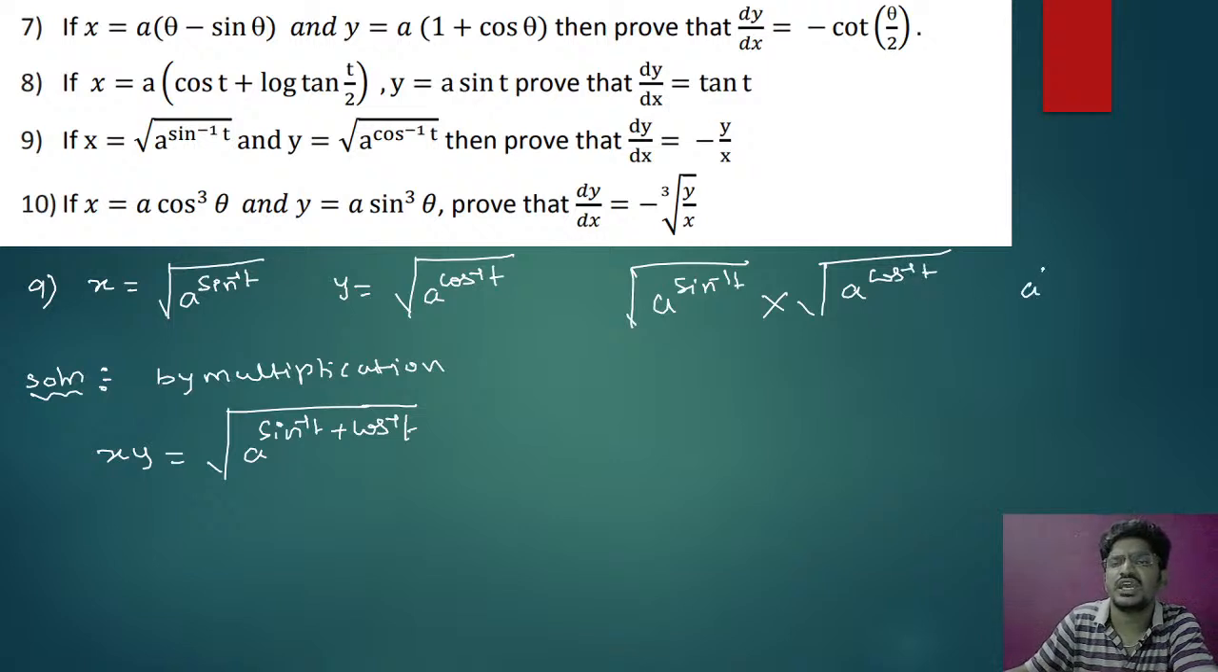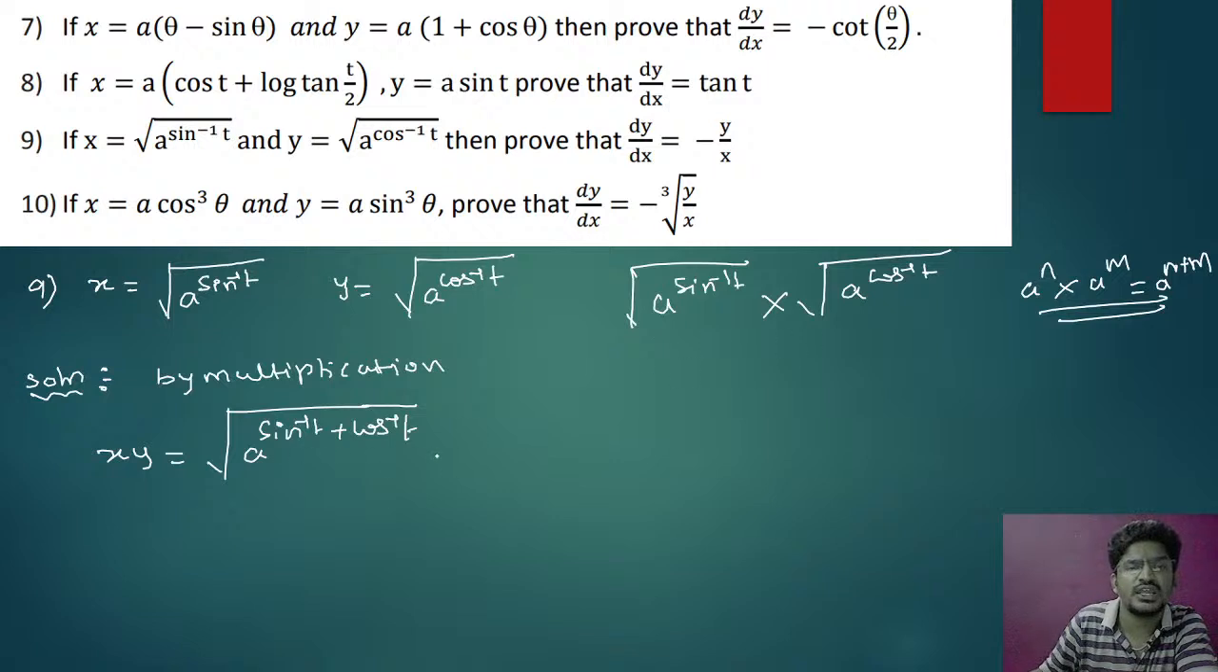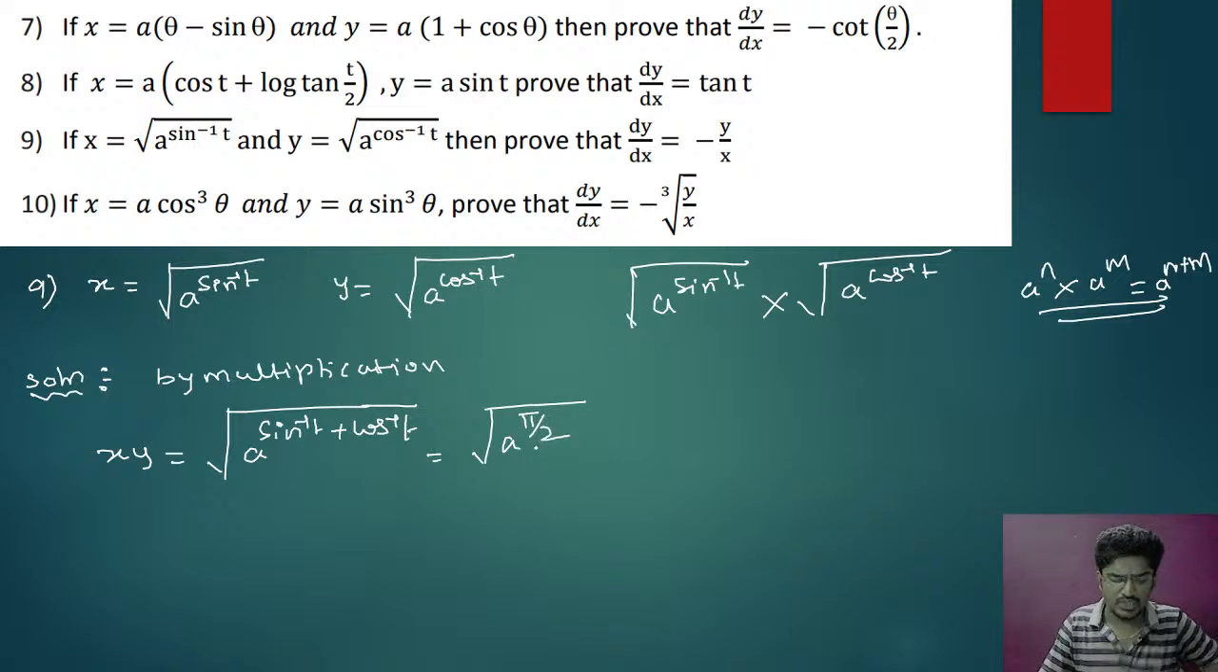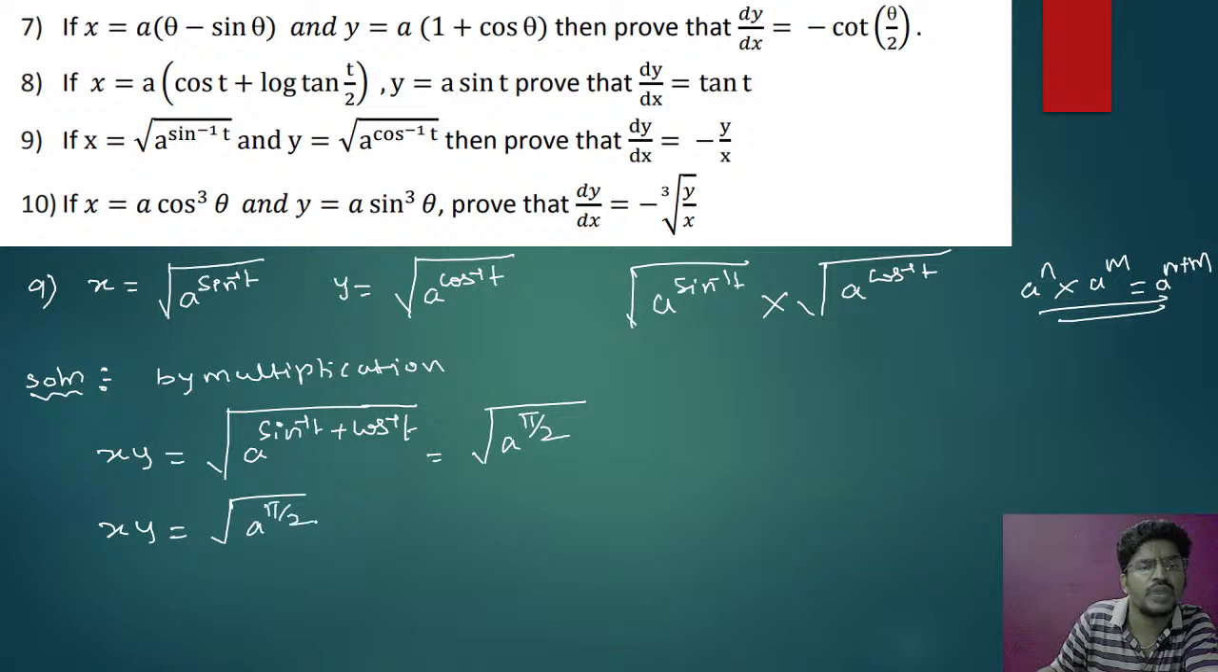So we know that a raised to n multiplied with a raised to m is a raised to n plus m, laws of indices. So you use that, it will be equal to a to the power of pi by 2. By using your inverse trigonometric formulas, it will be root of a to the power of pi by 2. So xy will be equal to a to the power of pi by 2.